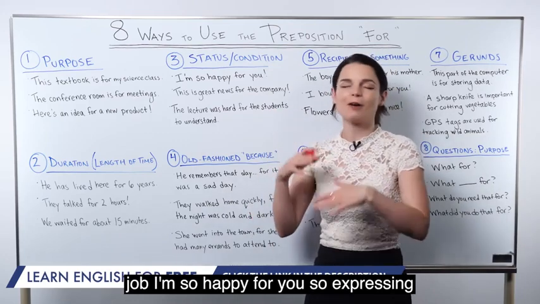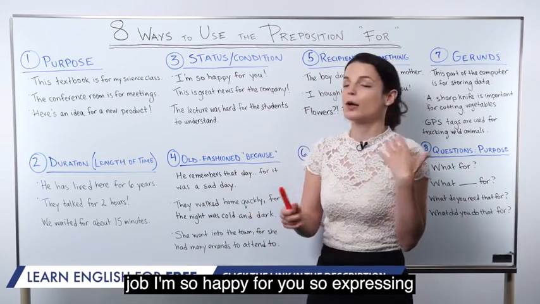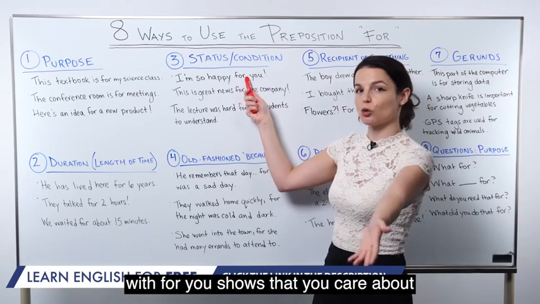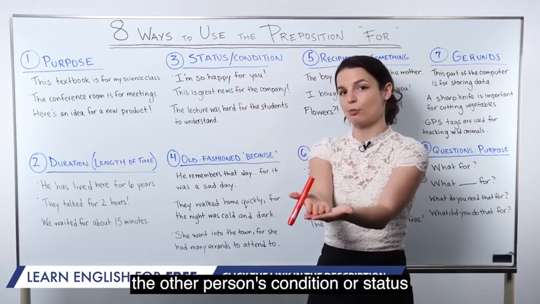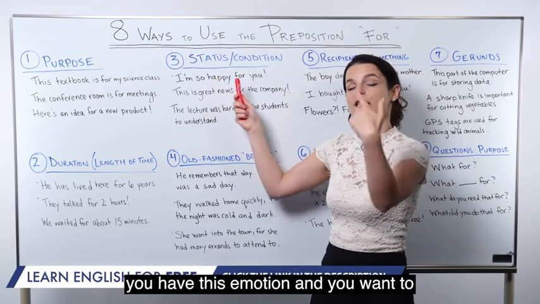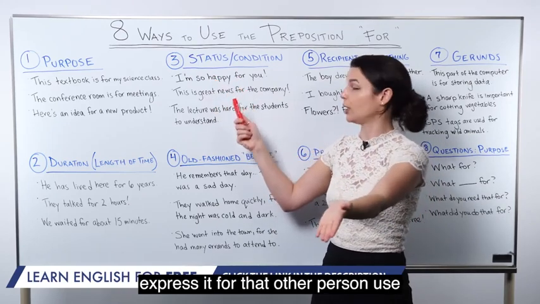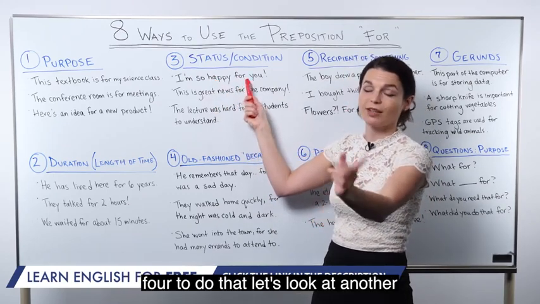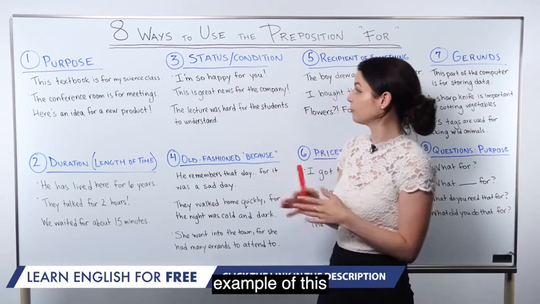You got a new job? I'm so happy for you. So expressing with "for you" shows that you care about the other person's condition or status. You have this emotion and you want to express it for that other person. Use "for" to do that. Let's look at another example of this.